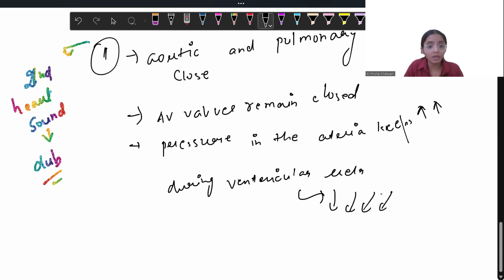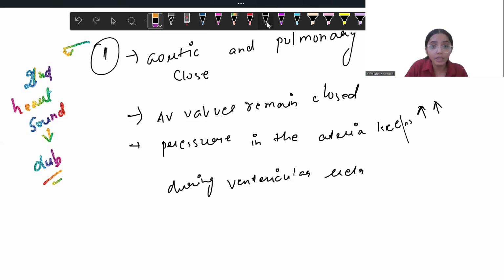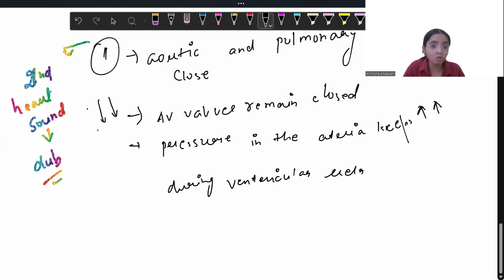Okay, I told you the left atrium receives blood from lungs through pulmonary veins, and the right atrium receives blood from different body parts through superior and inferior vena cava. So during ventricular relaxation, the atria are continuously receiving blood. Okay. So they are continuously getting filled. Because of that, there is increase in volume of atria. So now when the volume of atria is increasing, the pressure in atria also increases. So when pressure in atria increases, the atria wants to send this blood to the ventricle.